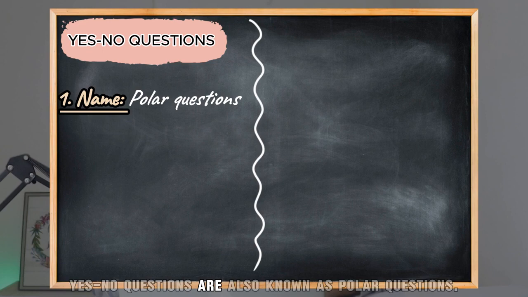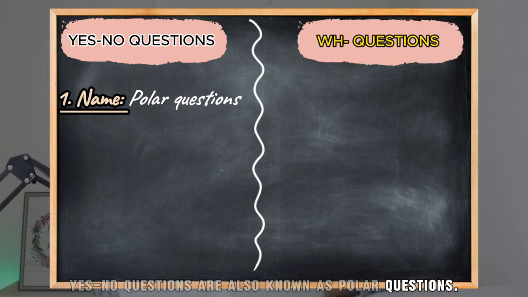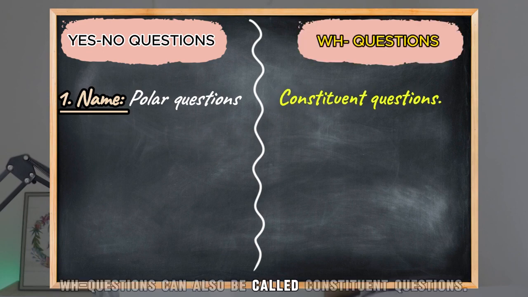Yes/no questions are also known as polar questions. WA questions can also be called constituent questions.